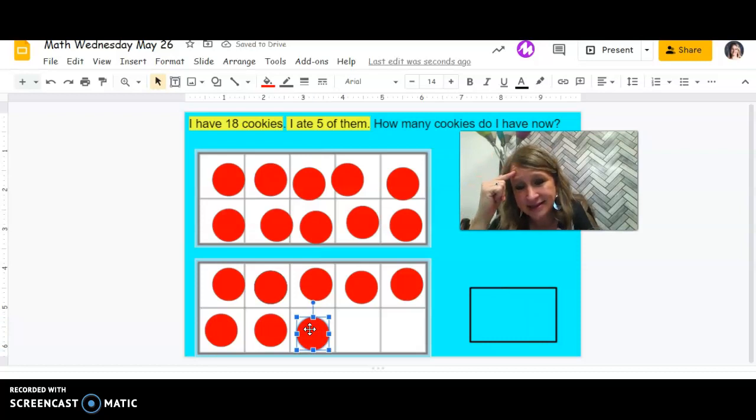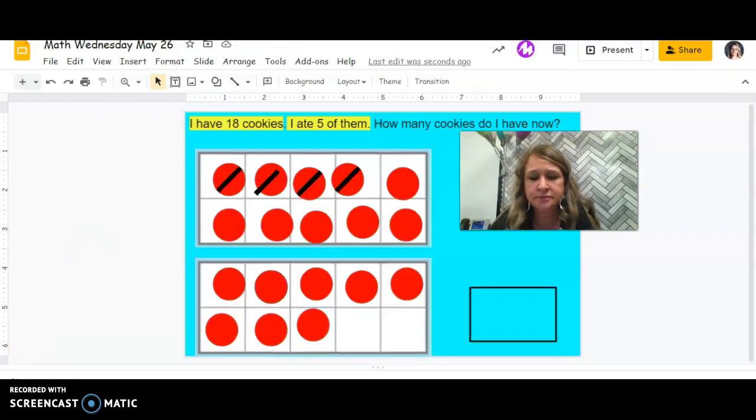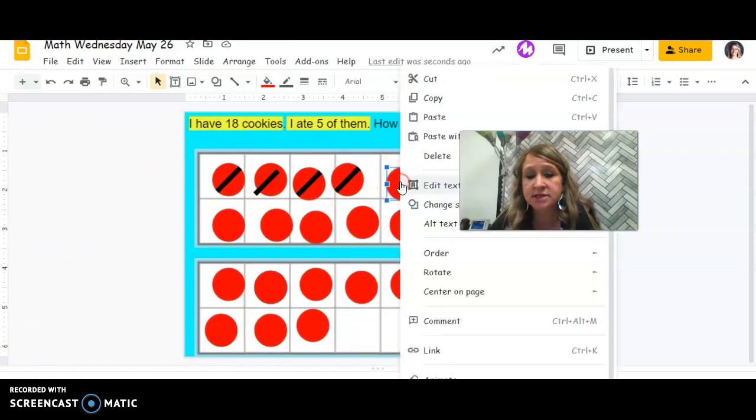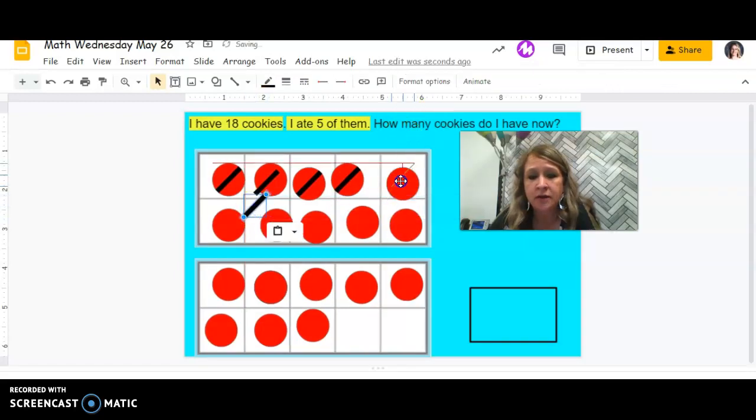Had. Because then what did I do? I ate 5 of them. So we're going to need to X off the 5 that I ate. Okay? So I ate 1, 2, 3, 4. Oh, I ate 5. I need to cross out one more. There are the 5 cookies that I ate.